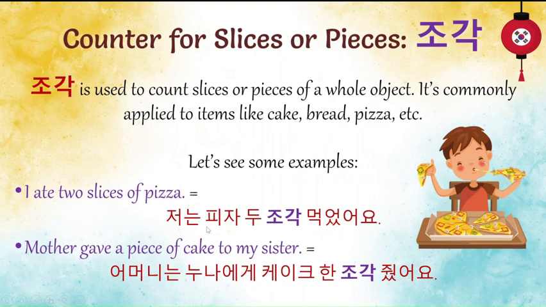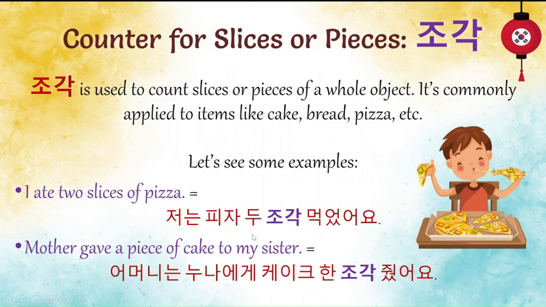Pizza in Korean is pizza as it is a Konglish word, a loan word, right? And I is 저는, ate is 먹었어요. 먹다 past tense 먹었어요. This much is clear? All right. Now you have to say 2 slices of pizza. So the format for using a counter in sentences is first comes the noun that you are counting. So here we are counting the slices of pizza. So the noun is pizza.